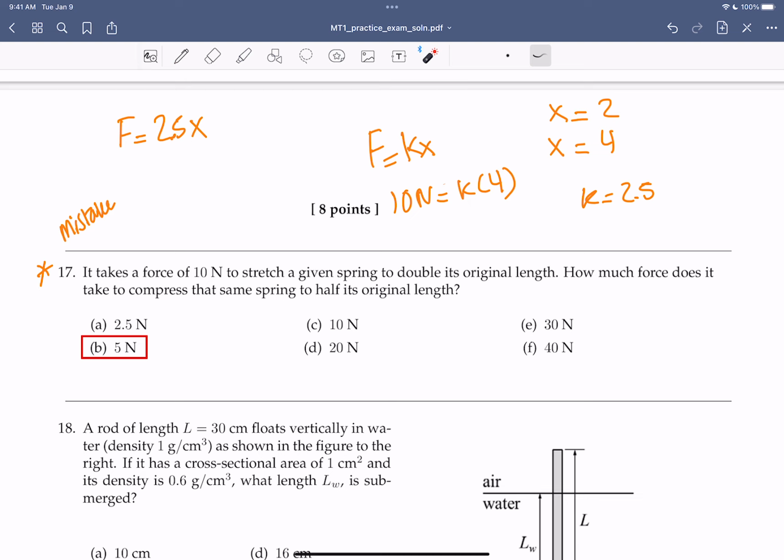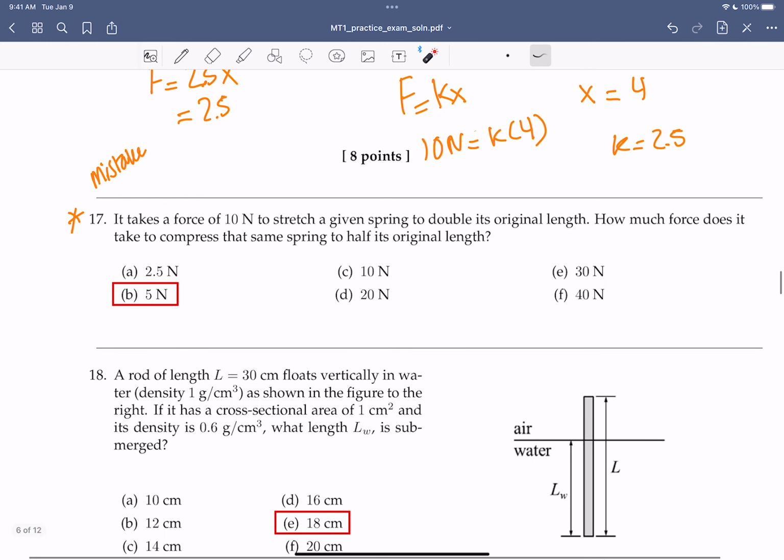So now how about if I compress the same spring to half its original length? Well, we said the original length was 2, so half that original length should be 1. So if I multiply 2.5 times 1, I should be getting 2.5. And so this answer right here is a typo. This is a mistake. I believe it should be 2.5 newtons. Does that sound about right? I mean, that's how I did it. I put in numbers just to make sure. Did you guys find the same thing when you were doing number 17?